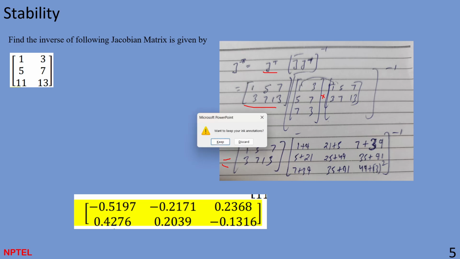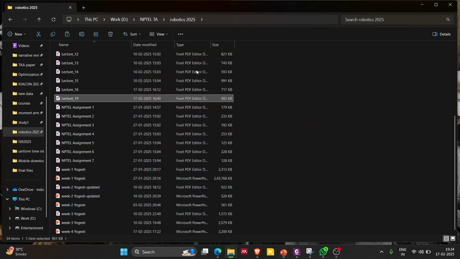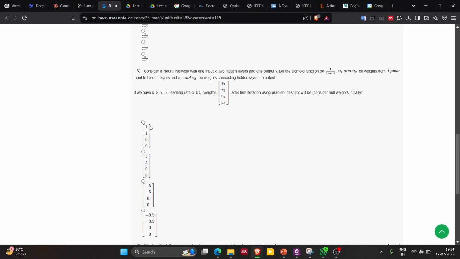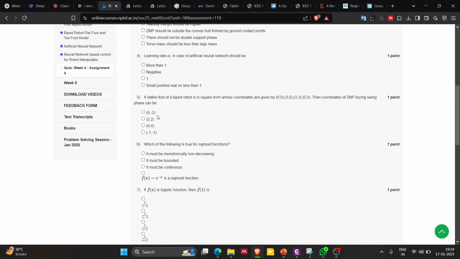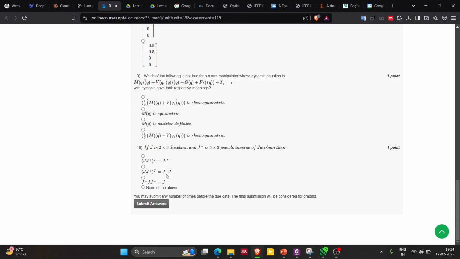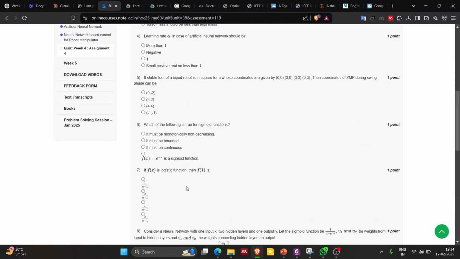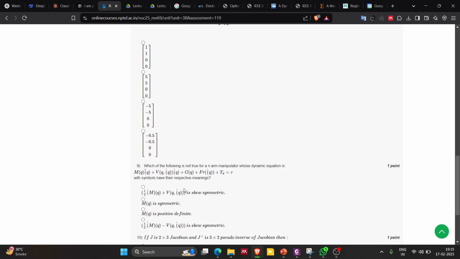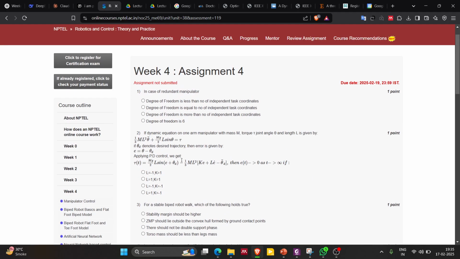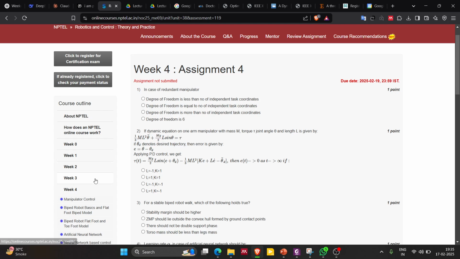So yeah, this was about this week. Let's just go through it. Is there any problem? This problem also looks quite easy. It is about the Jacobian, so you just need to go through your lecture notes. The lecture notes will have all the answers. Please do refer to the lecture notes for this kind of question.